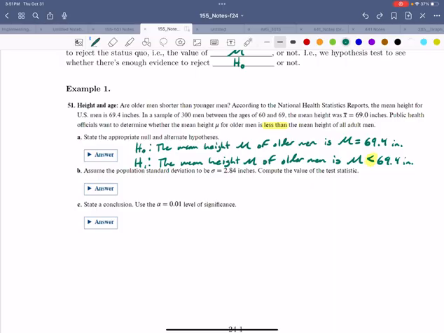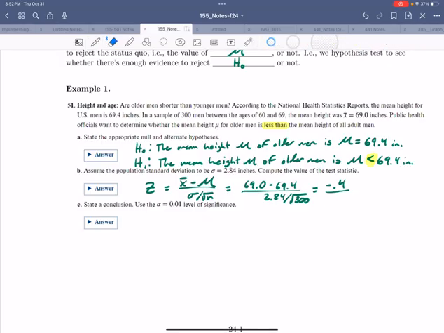Okay, now for the test statistic, let's see what they mean by that. What they really want is your z-score. So your z-score is going to equal x bar minus mu divided by your standard error. And that's going to be 69.0 minus 69.4 divided by 2.84 over the square root of 300. And we can simplify this a little bit. Negative 0.4 over 2.84.